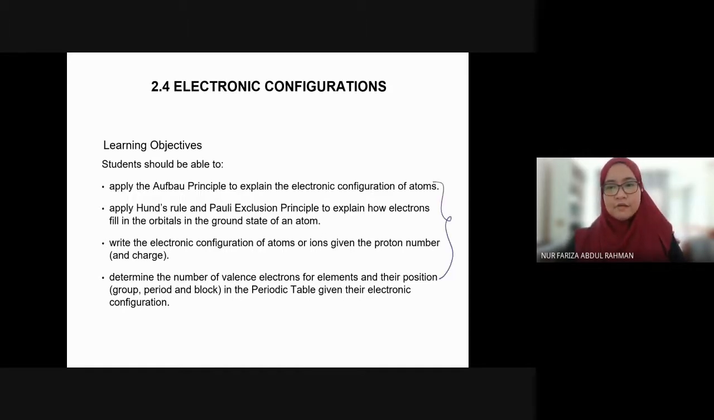Okay, so electronic configuration, these are the learning objectives. So we have more than one here. So we have more than two here. Okay, we have 4 learning objectives. Make sure that you can, at the end of this subtopic, you should be able to cross off. Okay, cancel. Maksudnya dah checklist. This will be your checklist.